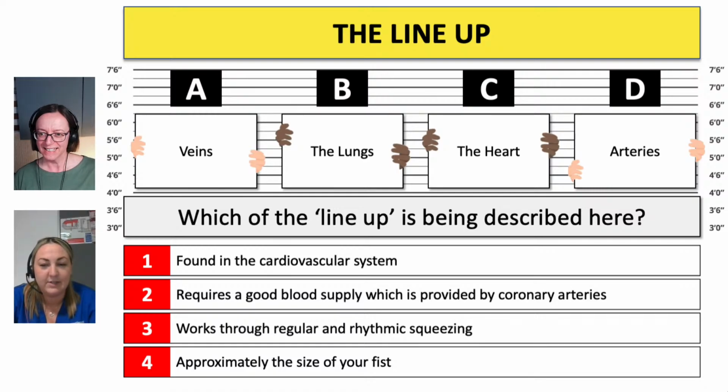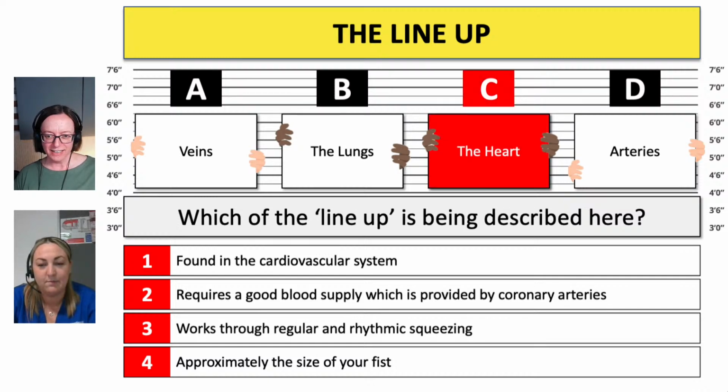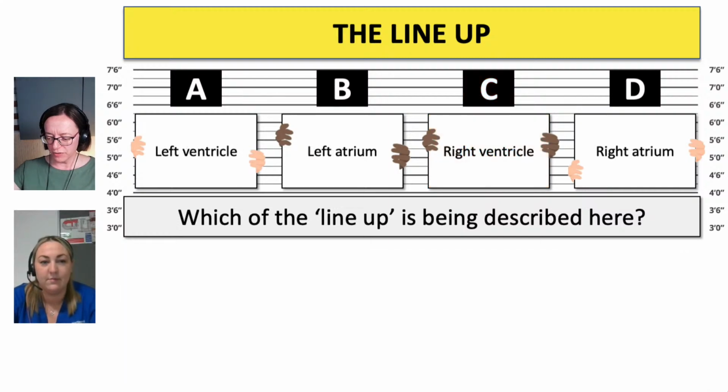What is it? It's the heart. It is your heart, yes. There we go. So the heart is the main organ in your cardiovascular system. It really needs a good blood supply because the heart is a muscle. And we've got some answers coming through now, brilliant. If the blood supply to the heart is blocked off, then the heart muscle will get damaged, and that can cause a heart attack. It works through regular and rhythmic squeezing to pump the blood around your system, and it's approximately the size of your fist. Okay, brilliant. Well done for those that said.